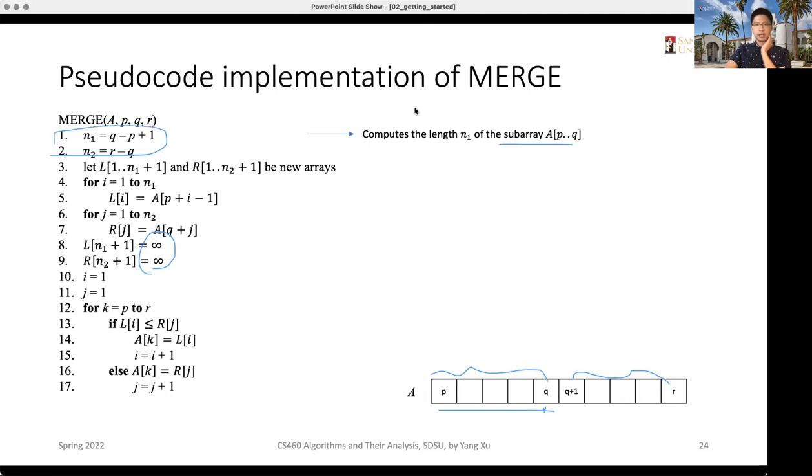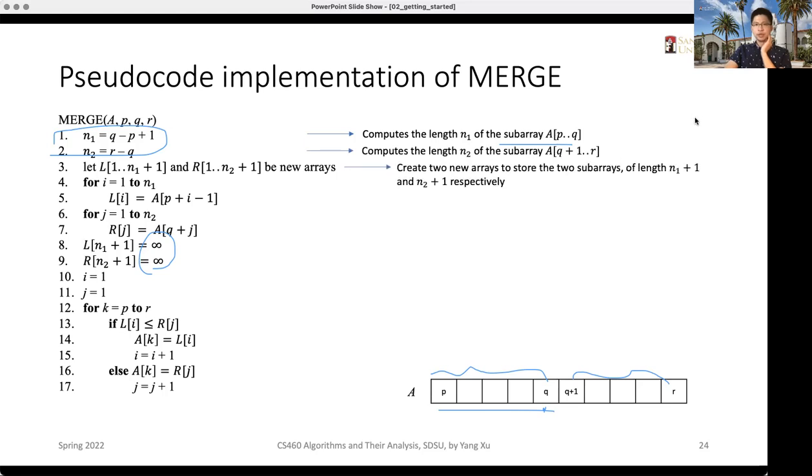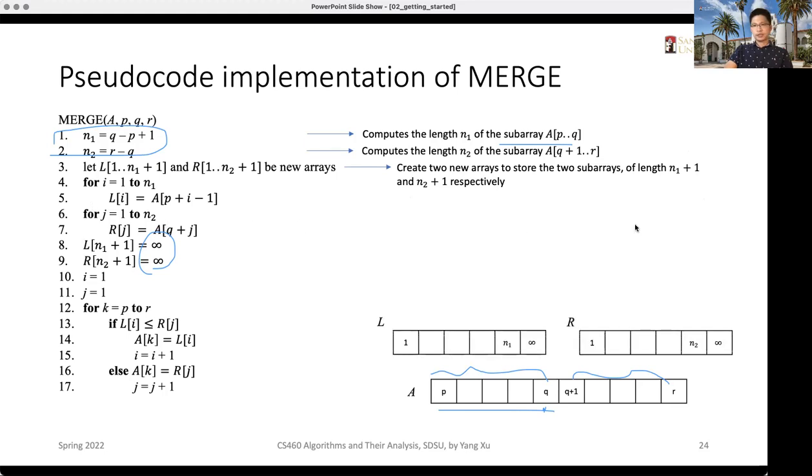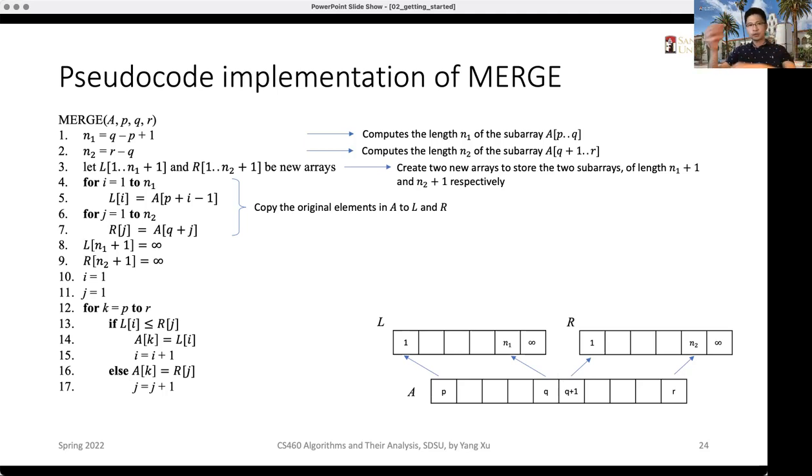On the third line, we allocate some new space. We create two new arrays to store the two subarrays. The first two for loops are simple operations that copy the original elements from A to the two newly created arrays, the left subsequence to L and the right subsequence to R. So it's some extra memory space we need to allocate. From line 1 to line 9, it's a preparation step.